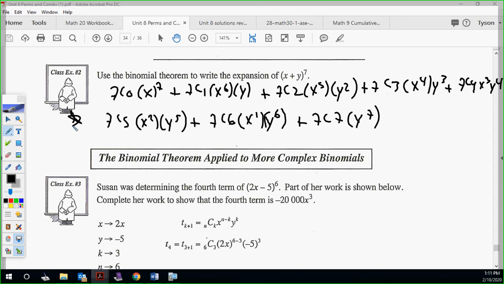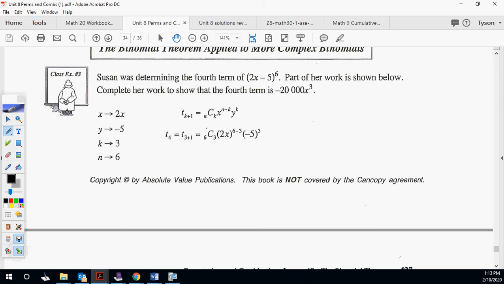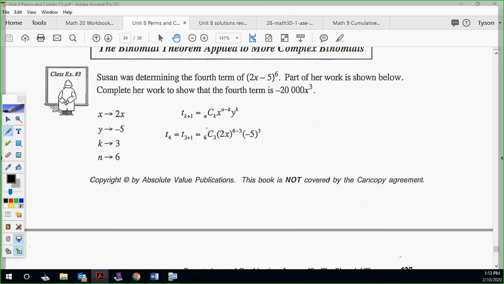So let's go ahead and look at this question here. The complex is more applied to more complex situations. So here's your first solving example. Susan will determine the fourth term of (2x - 5)^6. So now you can see I have numbers now, not just variables. It says part of her work is shown. Complete her work to show the fourth term is negative 20,000 x cubed. So we're trying to prove that that's the fourth term.